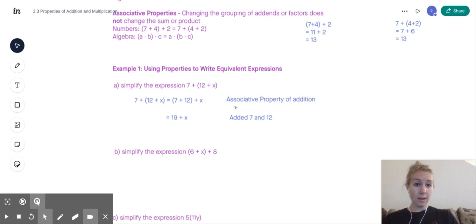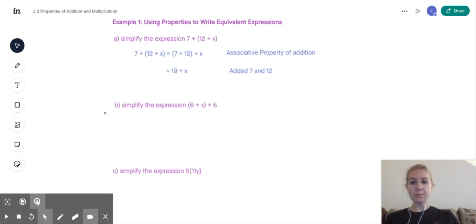And in your work, in your answer, you need to say associative property. For sure, you need to tell me what you did to get your answer. Did you move the grouping, the parentheses, or did you move numbers around? Okay, let's do another one together.